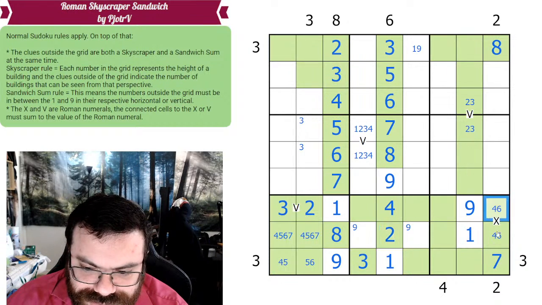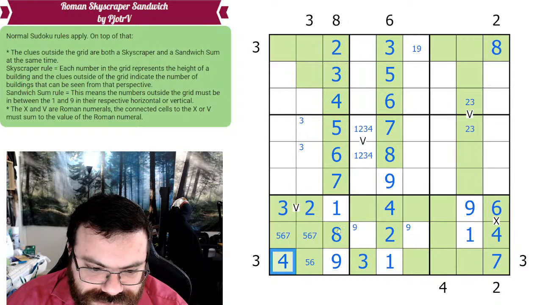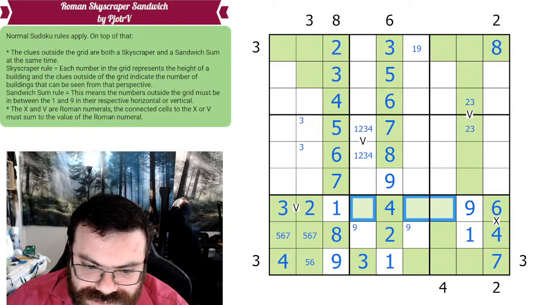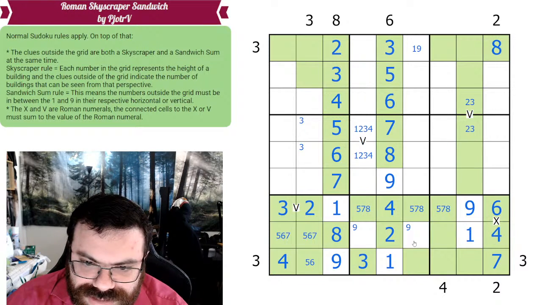We know the order. This has to be a 4 now. It's the only place for it. Let's see. 1, 2, 3, 4, 5, 7, 8. Do I know anything about that? Doesn't look like it.